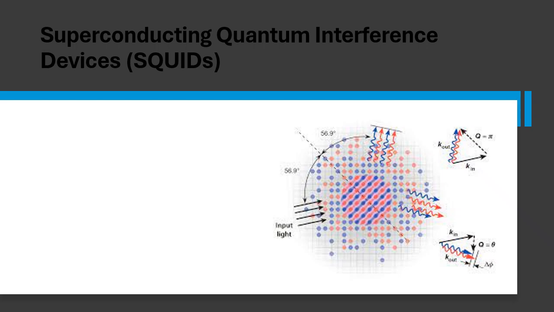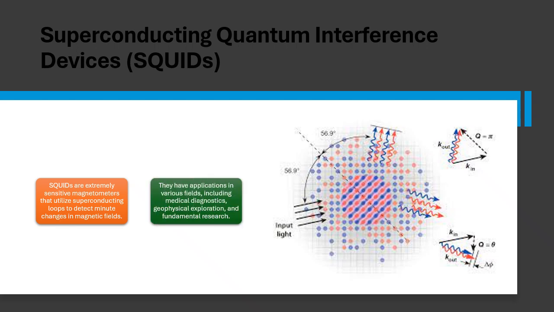Superconducting quantum interference devices, SQUIDs. SQUIDs are extremely sensitive magnetometers that utilize superconducting loops to detect minute changes in magnetic fields. They have applications in various fields, including medical diagnostics, geophysical exploration, and fundamental research.